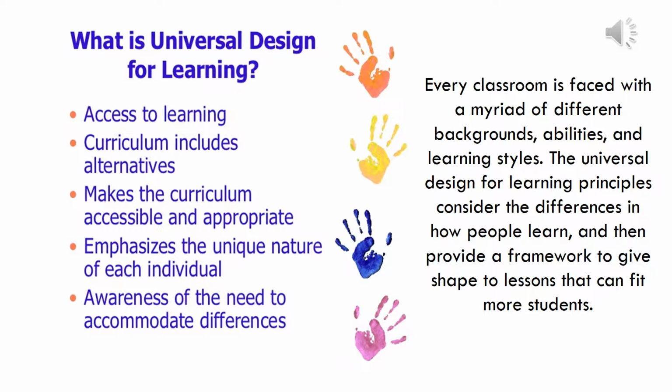So, what is Universal Design for Learning? It gives children access to learning. The curriculum includes alternatives. It makes the curriculum accessible and appropriate. It emphasizes the unique nature of each individual, and it also addresses the awareness of the need to accommodate differences. Every classroom is faced with a myriad of different backgrounds, abilities, and learning styles. The Universal Design for Learning principles consider the differences in how people learn, and then provide a framework to give shape to lessons that can fit more students.